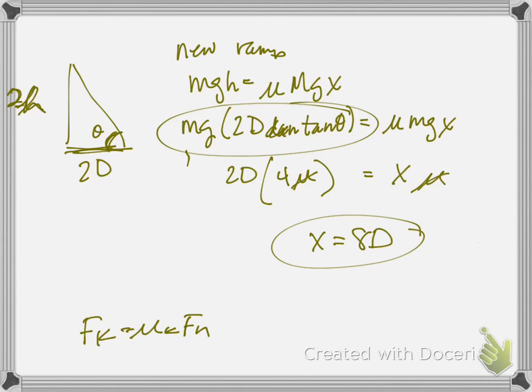1 point for equating the initial gravitational potential energy to show that the energy dissipated is proportional to the distance that the block slides. So this right here, saying that mgh is equal to the frictional force times x. 3 points for that. So that was a long problem. I apologize for the long video.